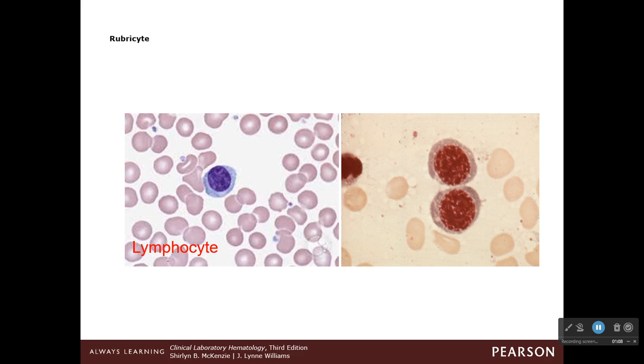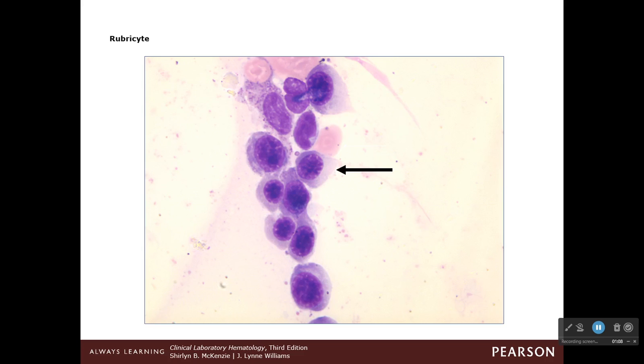And that's what I was saying. I don't think that one stained as well as it needs to. This is more what you're going to see. Oh, this is more, okay.